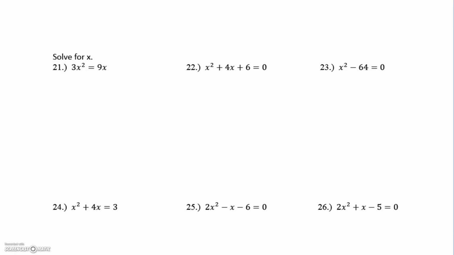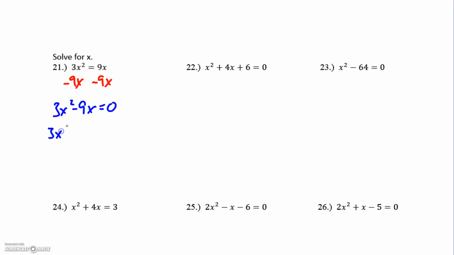If I look at the next one, it asks me to solve. We should always check factoring first, so I have to get everything on the same side, so I subtract the 9x from each side. When I do that, I end up with a 3x squared minus 9x equals 0. And now from here, I want to try solving by factoring, so I factor this thing completely.